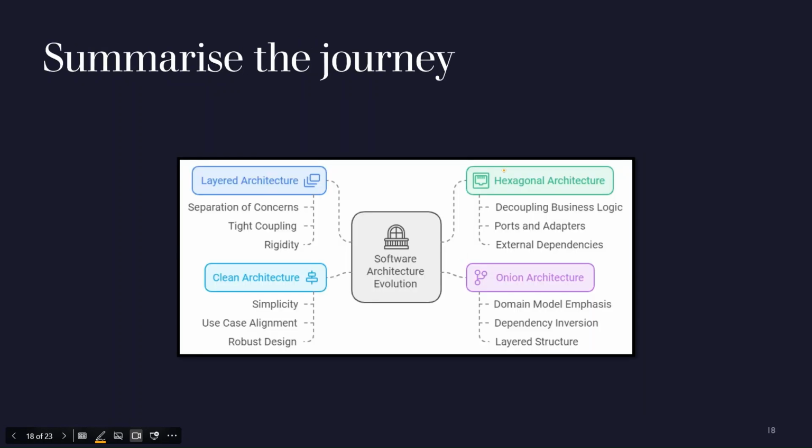To summarize the journey, layered architecture introduced clear separation of concerns but suffered from tight coupling and rigidity. Hexagonal architecture addressed this issue by decoupling business logic from external dependencies via ports and adapters. Onion architecture took this a step further, emphasizing the domain models and dependency inversion. Clean architecture refined these ideas, focusing on simplicity and aligning design with use cases. Each style represents a step forward in building robust, scalable, and adaptable systems.